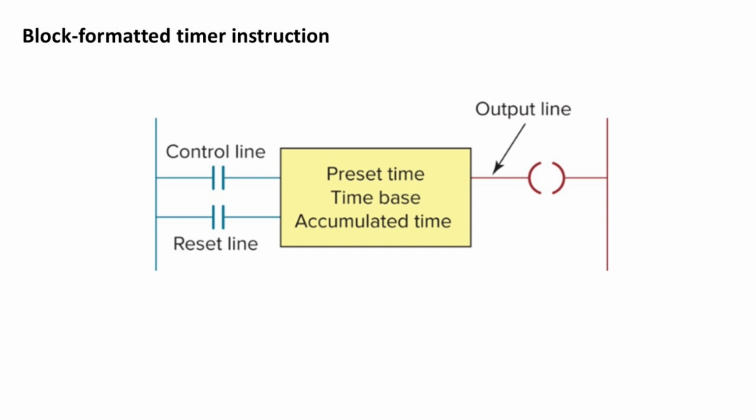The timer block has two main input conditions: control and reset. The control input starts the timing operation. When this input is true, or when power is applied, the timer begins to count. If power is removed or the control input goes false, the timer immediately stops timing.